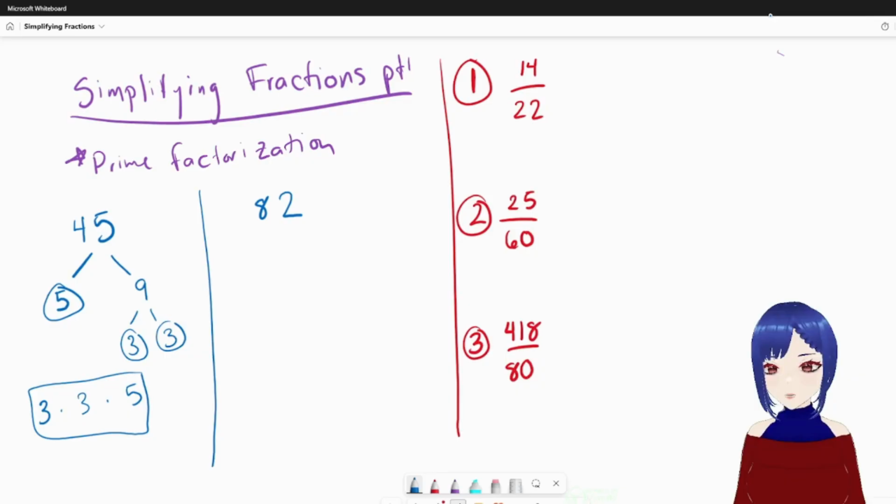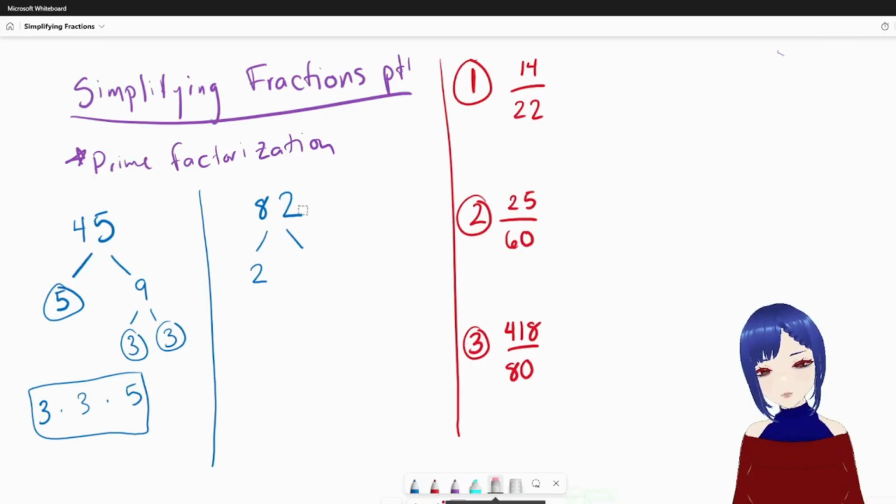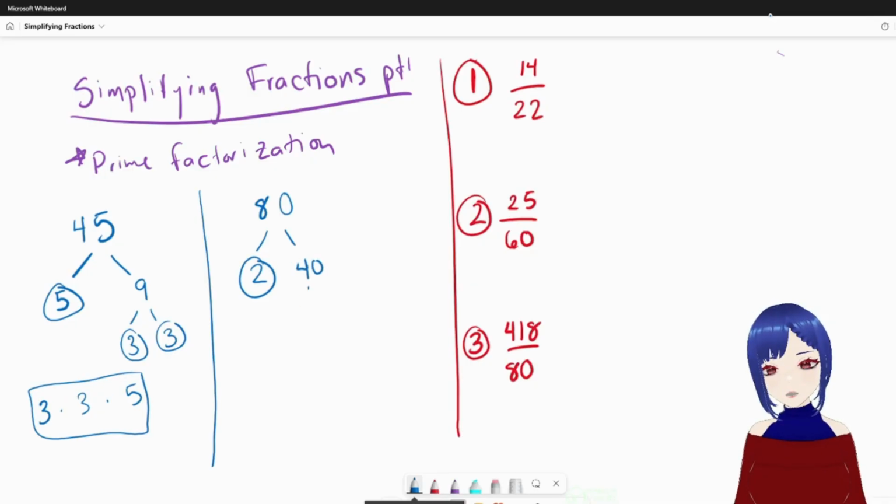With 82, we would do the same thing. So 82 can be broken down into 2, and I think I messed this one up. You know what? We'll change it. Once again, I'm going to make a quick change in here. We're going to make it 80, just 80. So 80 would be 2 times 40. That 2 is prime, it's all done. 40, we could do 4 and 10.